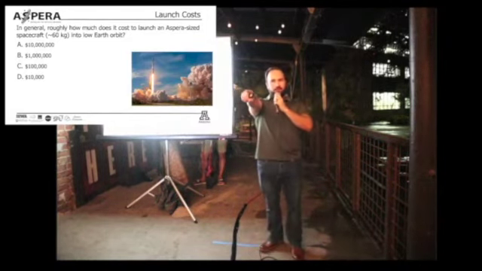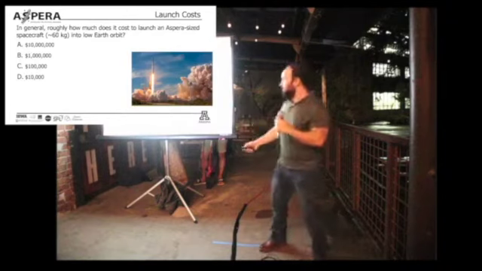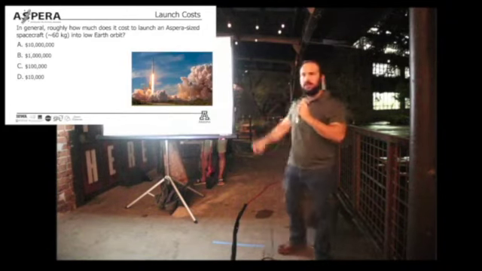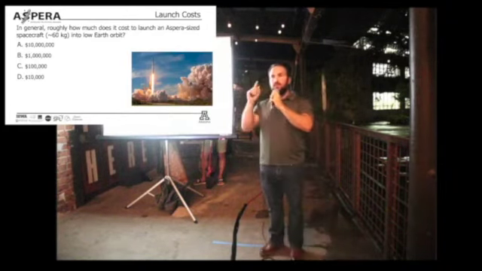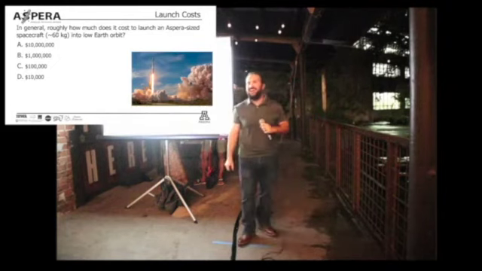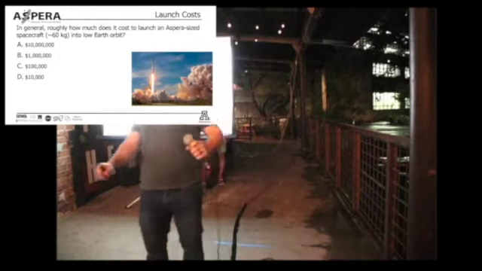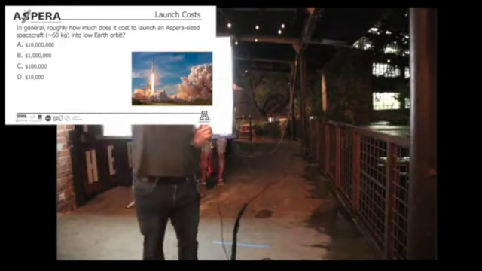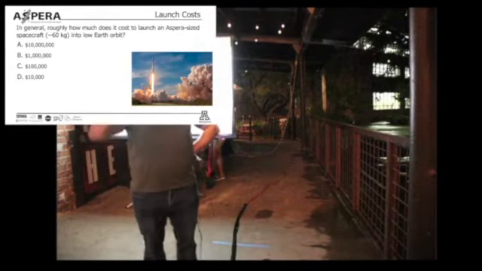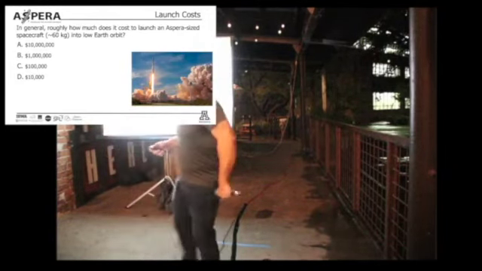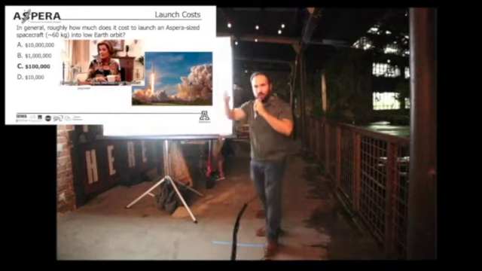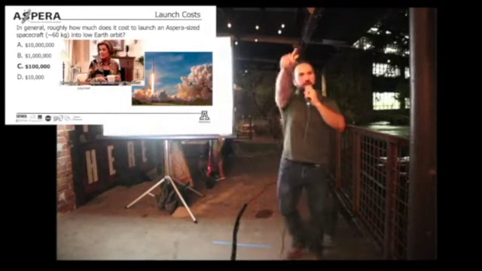I saw your hand go up first. So you say A, $10 million? Very good guess, incorrect. I'm going to someone else. $100,000, correct. You won a prize.